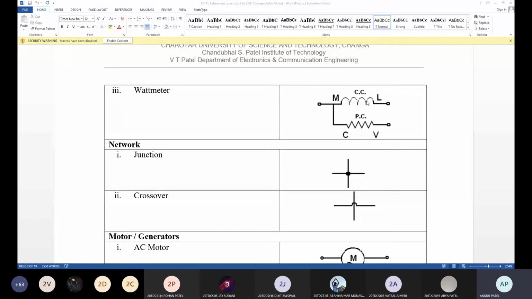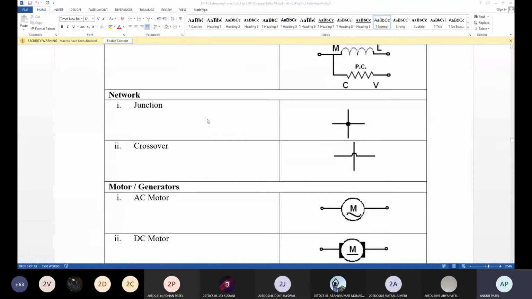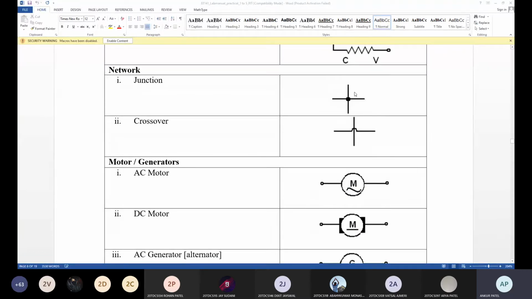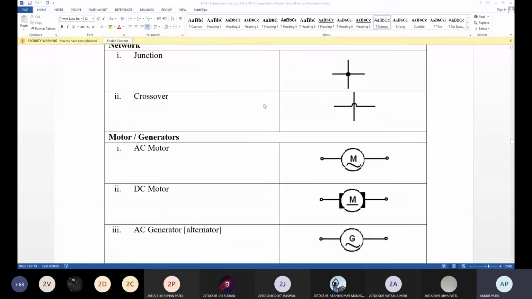CC means current coil, which measures current in series. This is the potential coil, which measures voltage in parallel. So the wattmeter gives the power reading, the average power P equal to VI cos phi. Junction: where more than two or three points are meeting together, that is called a junction. Crossover: where two wires are not meeting, that is called a crossover.